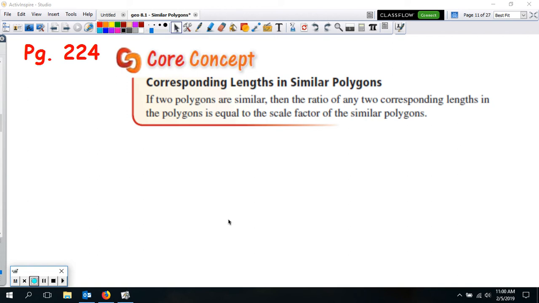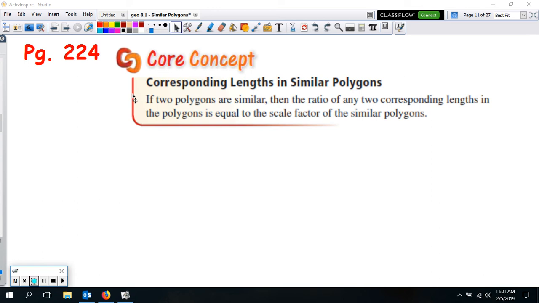Okay, so on page 224, if you turn over to that page, the very top, we have this core concept, corresponding lengths in similar polygons. If two polygons are similar, then the ratio of any two corresponding lengths in the polygons is equal to the scale factor of the similar polygons. So that's something that we just need to keep remembering: if we know the scale factor, we could see that if we just take any two. On that last one, we could have just taken two of those.